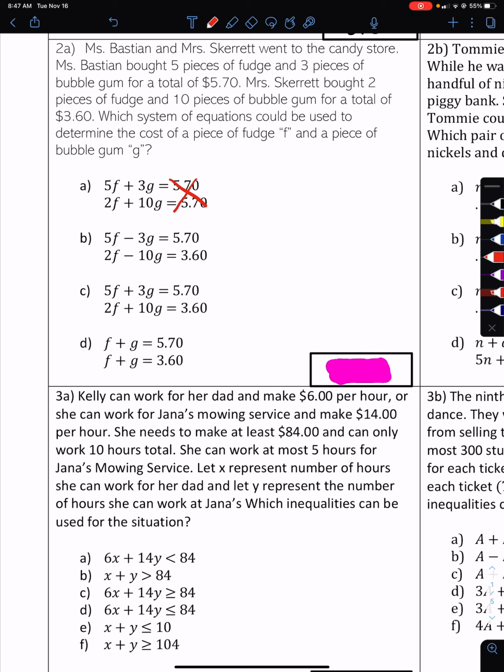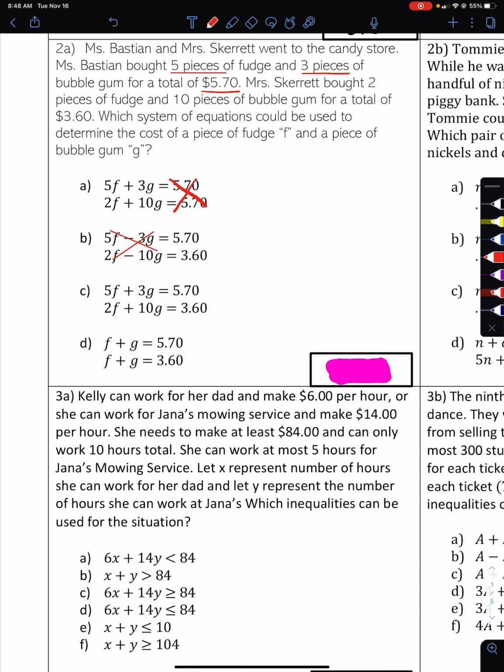Miss Bastian bought 5 pieces of fudge and 3 pieces of gum, and she spent 570. So when you're purchasing things, you're adding the money so you get the total. Now when I'm looking at B, I can see that it's not B because we are not going to be subtracting. We need to be adding to get to the total.